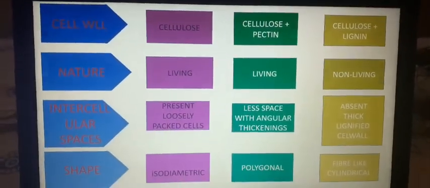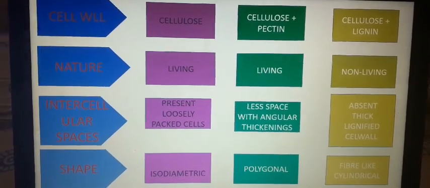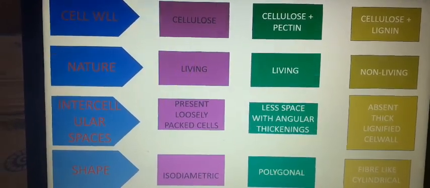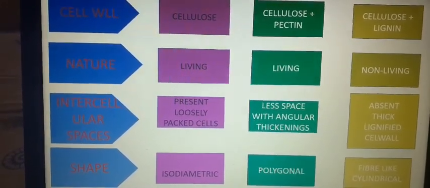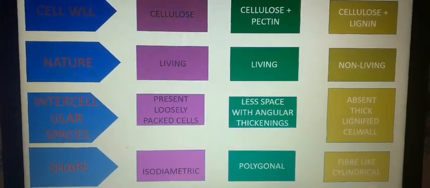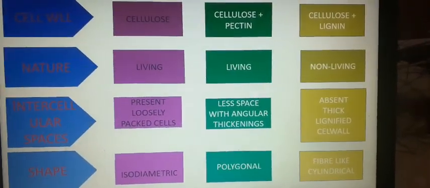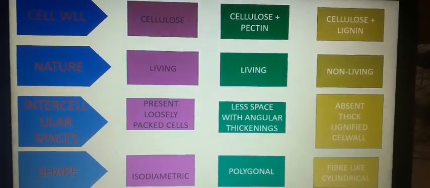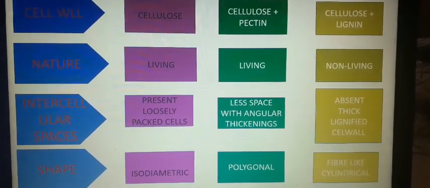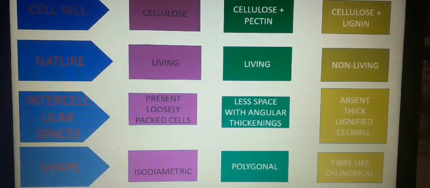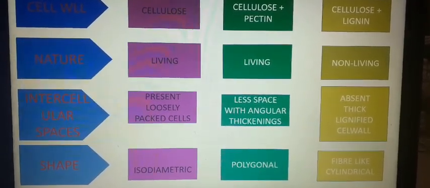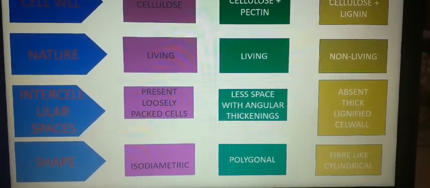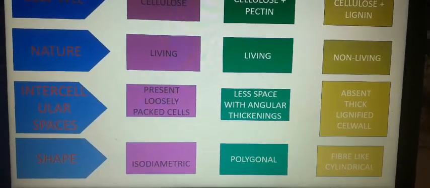So here these are the major differences between the three simple tissues. The pink represents parenchyma, the green represents collenchyma, and the yellow represents sclerenchyma. So you can just see the differences. Cell wall composition: parenchyma is cellulose, collenchyma is pectin, and sclerenchyma is of lignin. Then yes, as we have discussed earlier, both parenchyma and collenchyma are living, but sclerenchyma is non-living. So since they are non-living, they are very thick and they are covered with lignified walls.